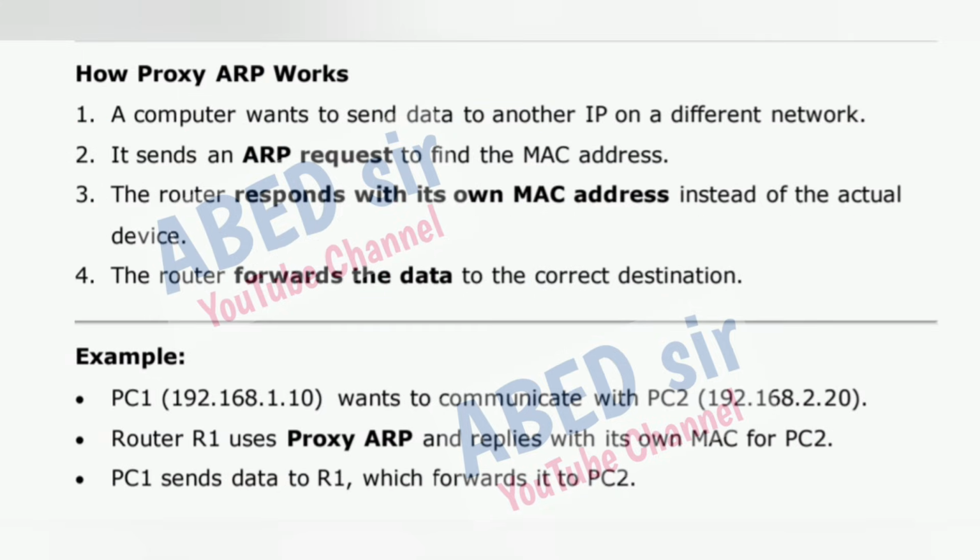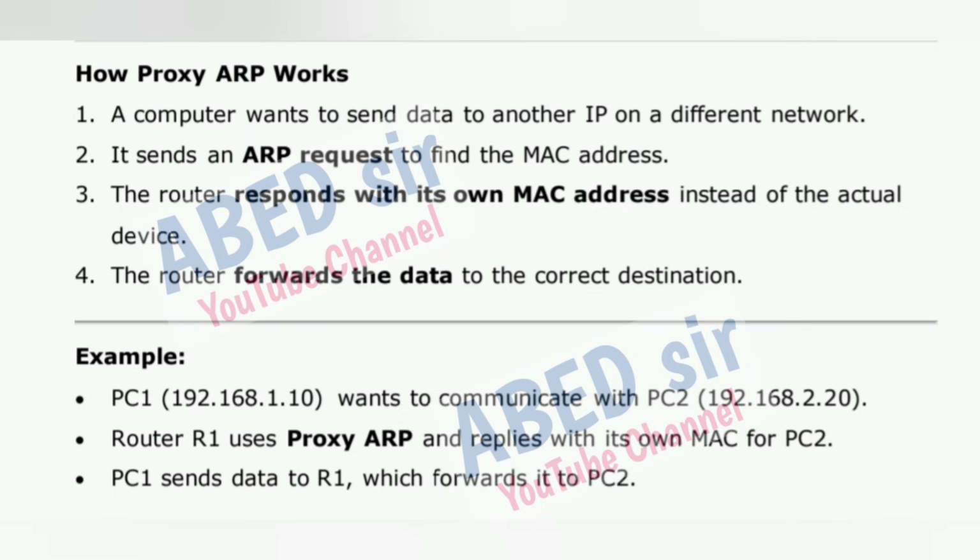How proxy ARP works? 1. A computer wants to send data to another IP on a different network. 2. It sends an ARP request to find the MAC address. 3. The router responds with its own MAC address instead of the actual device. 4. The router forwards the data to the correct destination.